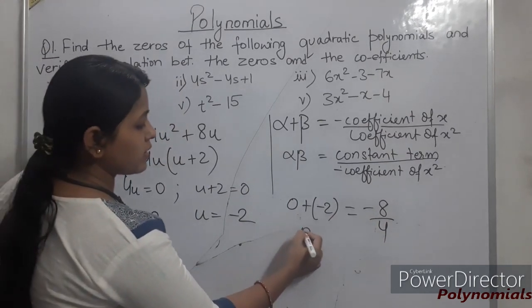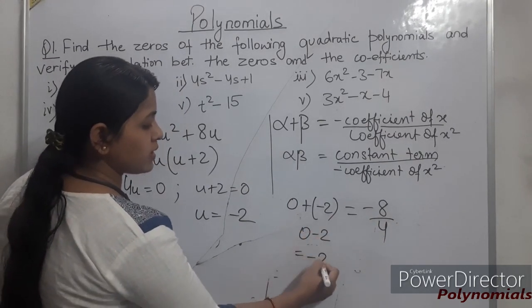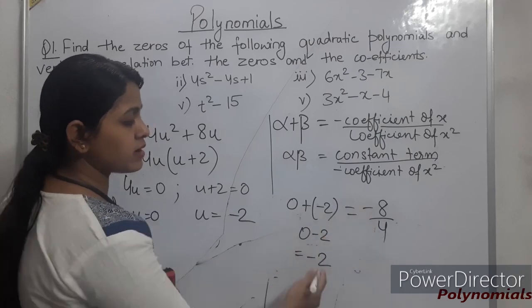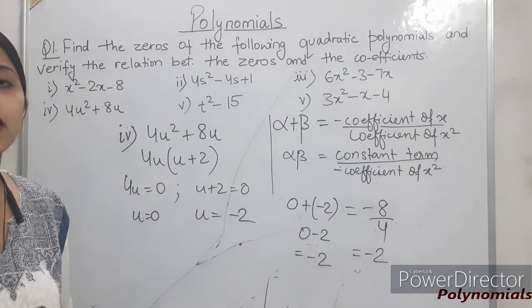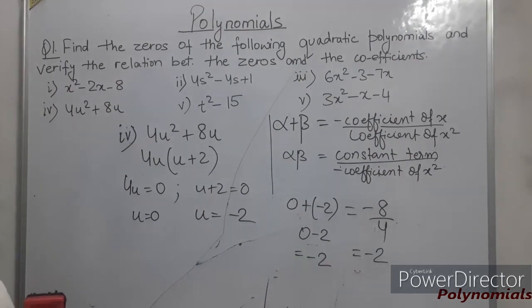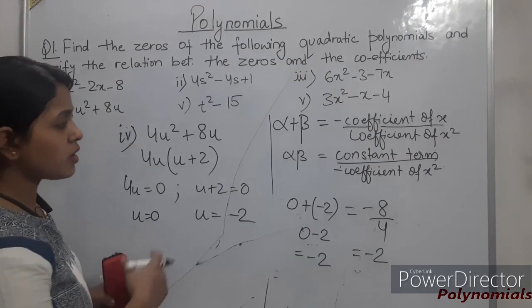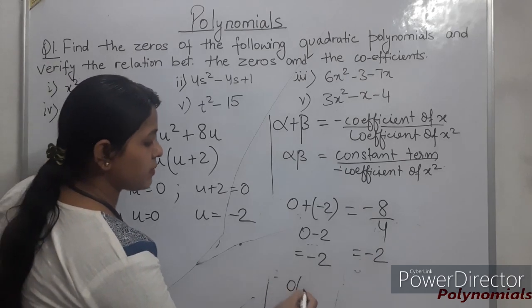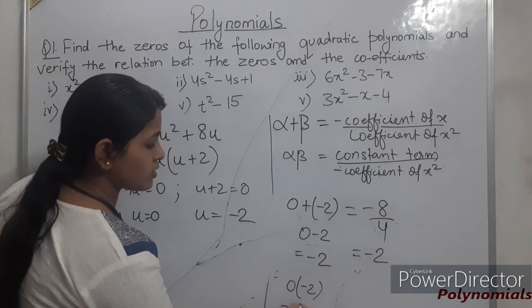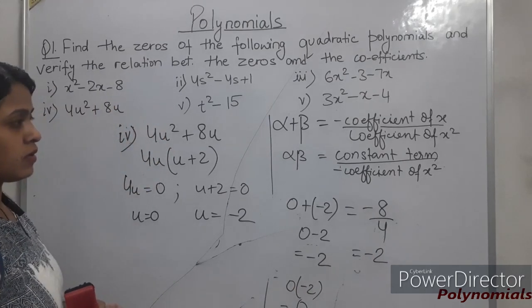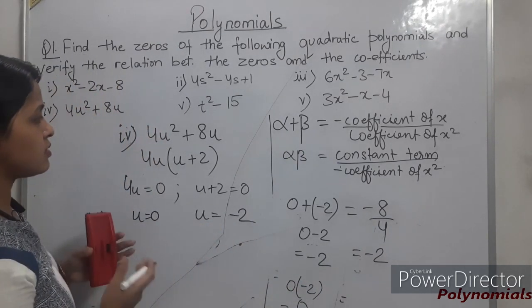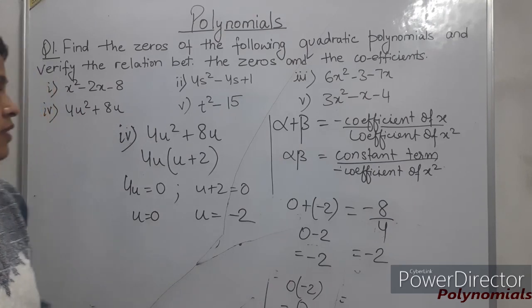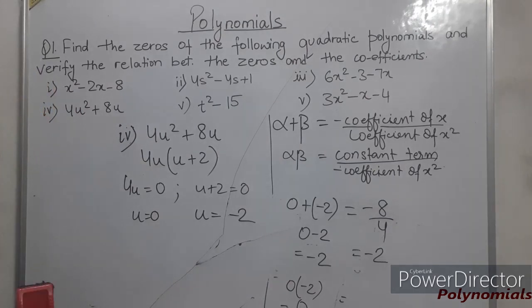So 0 minus 2 is equal to minus 2, and here when we divide minus 8 with 4 we also get minus 2. So in both sides we get minus 2, okay. So sum of zeros is verified. Now let's talk about product. 0 multiplied by minus 2 gives us the result 0, okay, and here there is no constant term, and so the given alpha and beta is like this, okay.